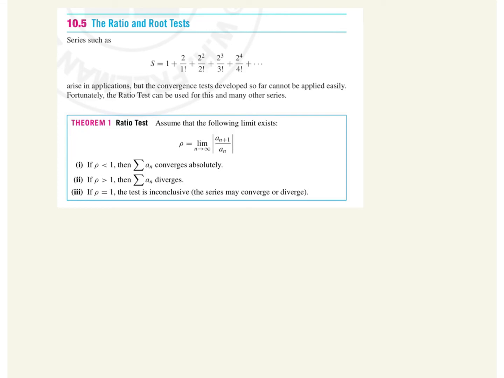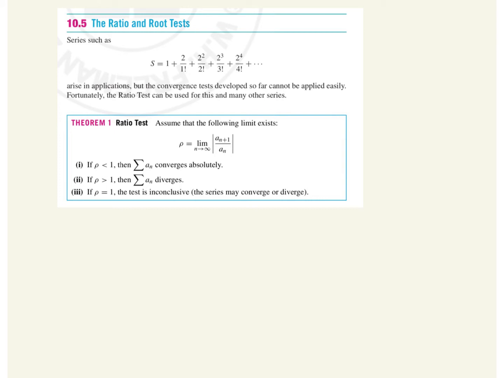Okay, recording. So 10.5, the ratio and the root tests. So we're looking at series such as the one given here: 1 plus 2 over 1 factorial plus 2 squared over 2 factorial, etc. They come up, and the convergence tests so far cannot be applied that easily. So these couple of tests that we're going to look at today are an alternative that are pretty easy to look at. And they make a ton of sense, at least to me.